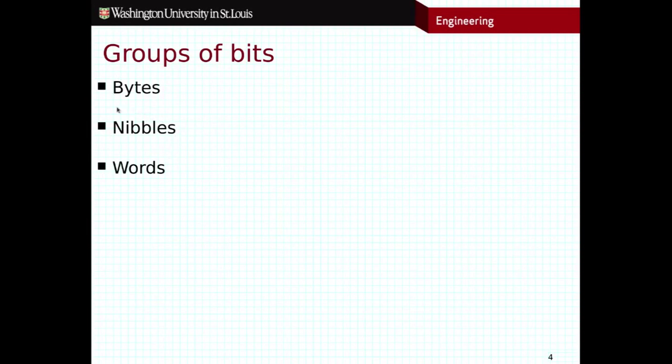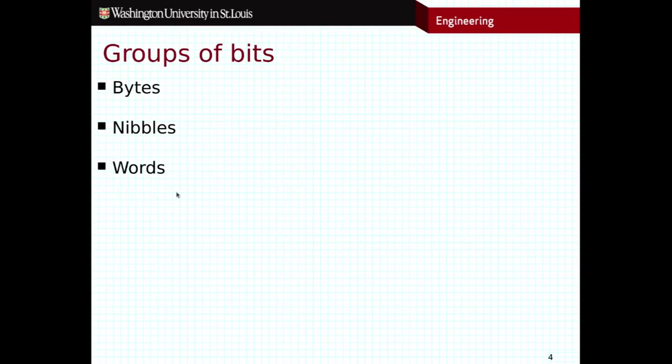Another less common but also very useful grouping of bits is called a nibble. A nibble is half the size of a byte, so a nibble is only 4 bits. That by itself is not used within the computer particularly often, but it is very much useful for humans when talking about large binary values, for reasons that we're about to see on the next slide.